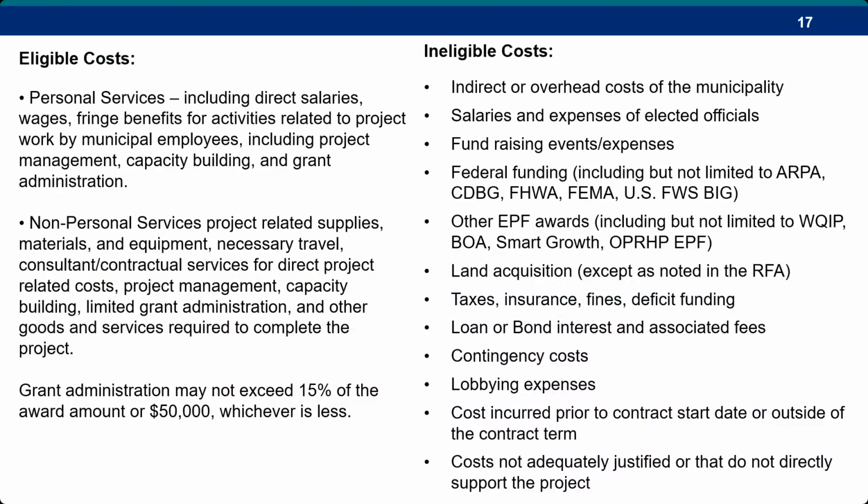Eligible and ineligible costs are shown on this slide. Please look at our RFA for more details. Grant funds may be used to cover the personal services, non-personal services, and grant administration activities listed here and explained further in the RFA. Ineligible costs include federal funding, including ARPA, other state environmental protection awards, and costs that do not directly support the project, among the others that are listed here.